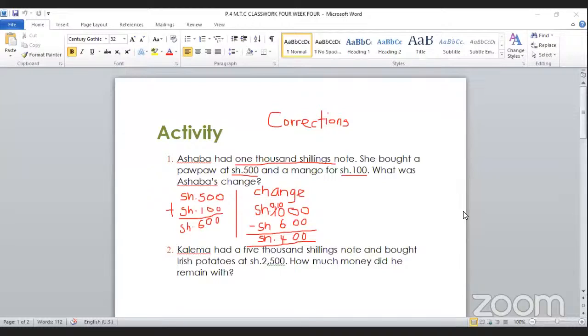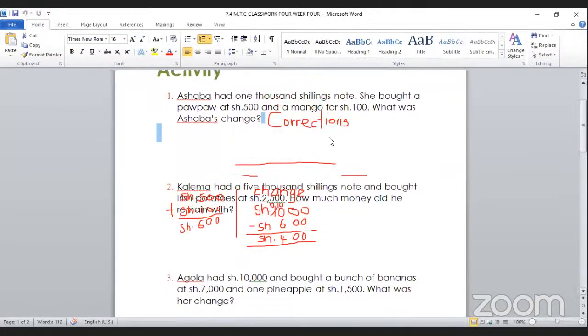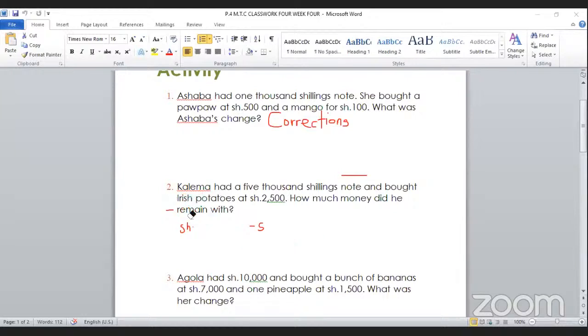Now that was our number 1. Now we have number 2 also there. Let me wrap up the first one that we have done. Now number 2, I want somebody to read, and maybe we may stop at number 2. Then we go back to what we are going to learn today.